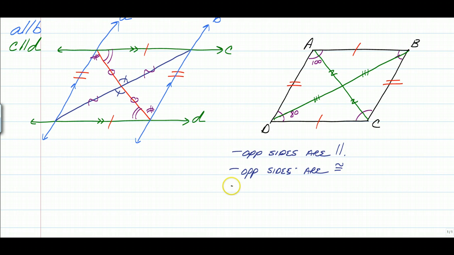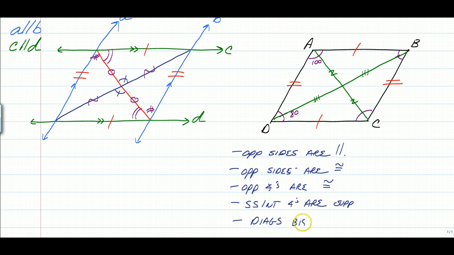The first two properties we found about the angles is that the opposite angles are congruent, but we also know that the same side interior angles are supplementary. And the last thing we just found out is the diagonals bisect each other. They're not congruent, but they bisect each other, so they cut each other in half.